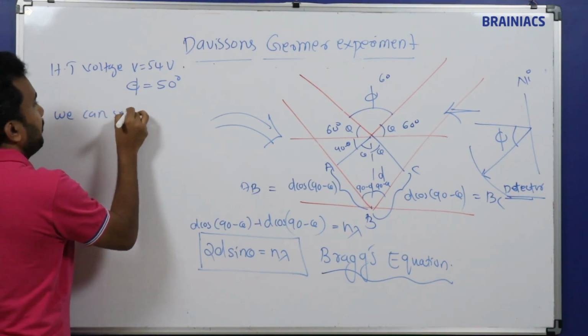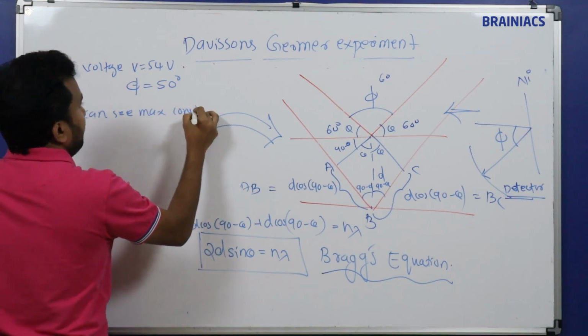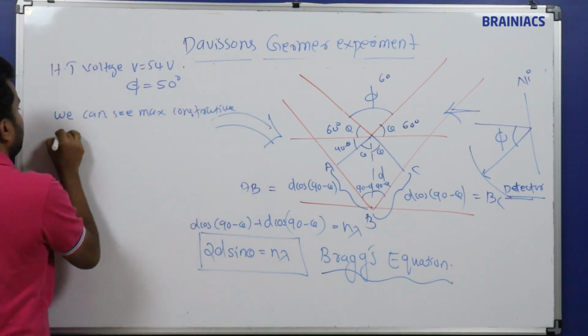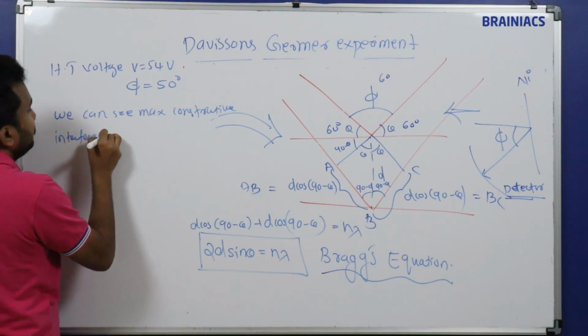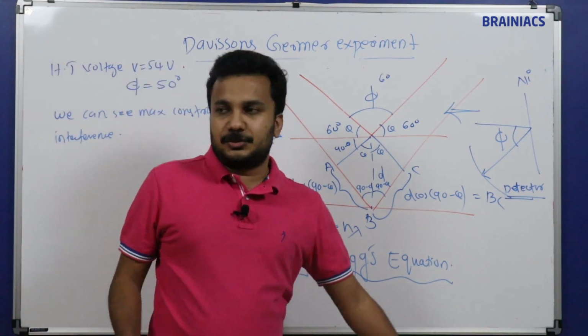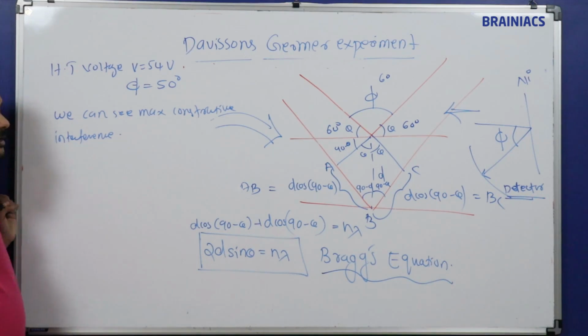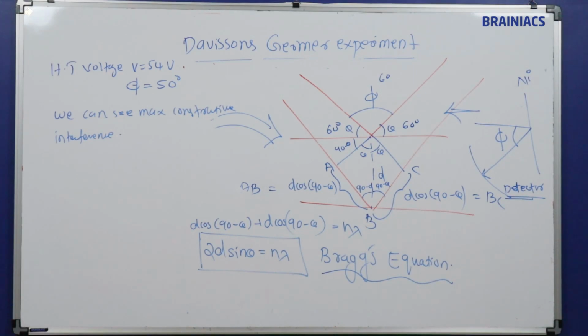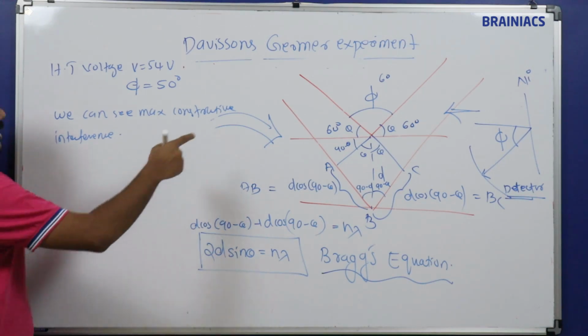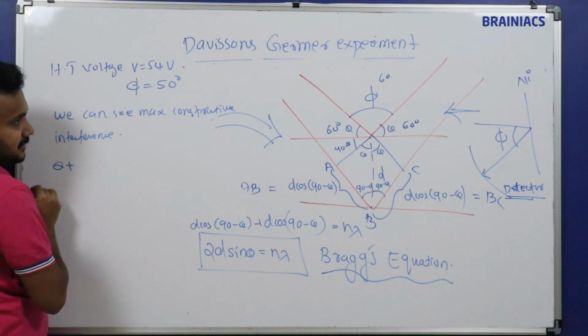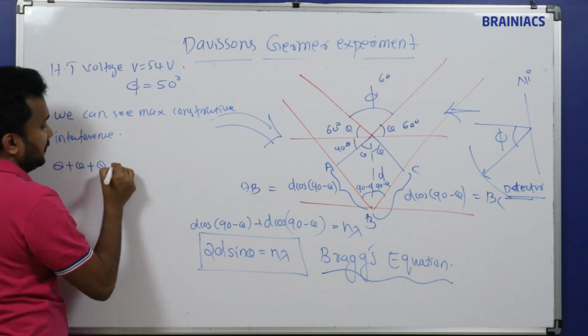can see maximum constructive interference. Constructive interference can happen for n equal to 0, 1, 2, 3, 4, 5, etc. Let me take a nickel crystal; different crystals will have different values. The value of phi will be equal to 50 degrees, and of course we know the total value, so theta plus phi is equal to 180 degrees.